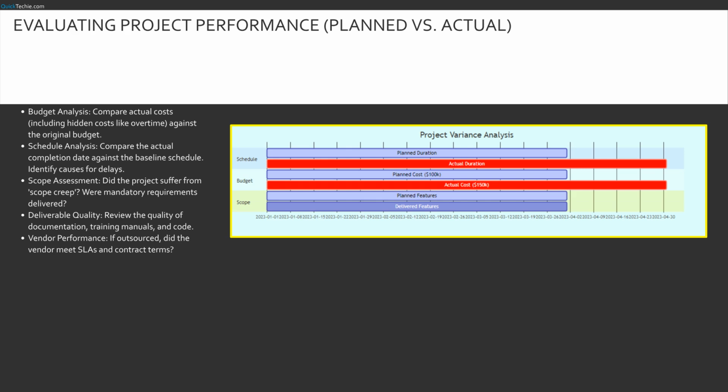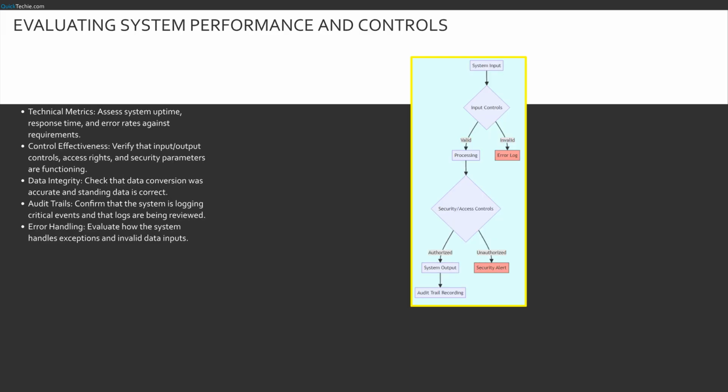By visualizing these 3 constraints, time, cost, scope, the auditor can instantly communicate the project's management performance to the steering committee. Beyond the project management, we must evaluate the machine itself. Does it work? We check technical metrics like response time. Is the system sluggish?